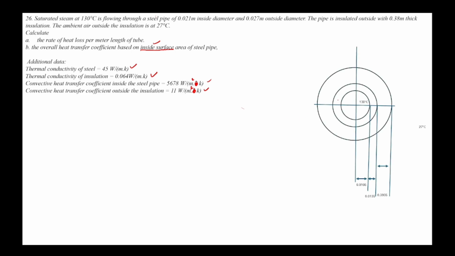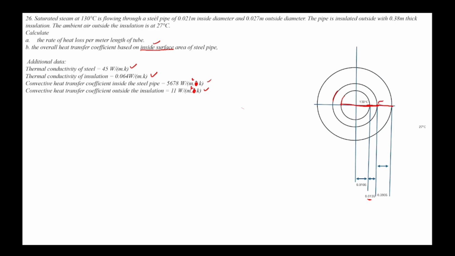See, this is our pipe. This is the inside diameter of the pipe, and the inside radius is 0.0105, which, if you multiply by 2, becomes 0.021. So this is the radius. Then the outer radius of the same steel pipe is 0.0135, which is half of 0.027, and adding to this value 0.38, that is the insulation.